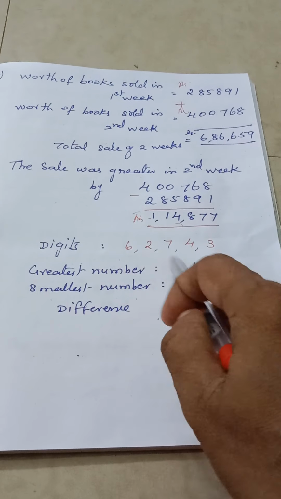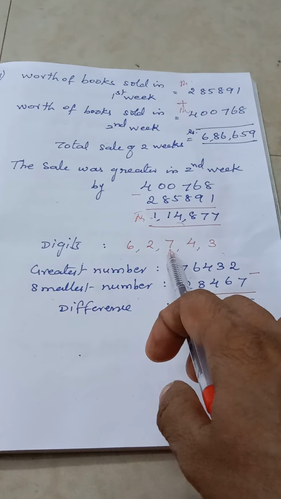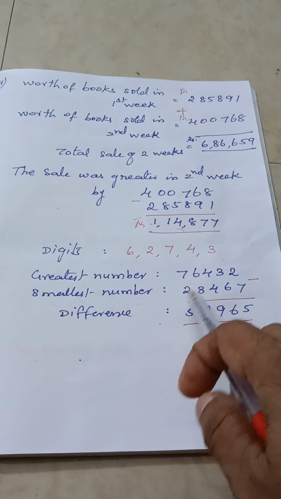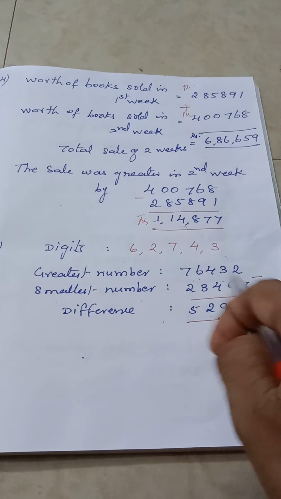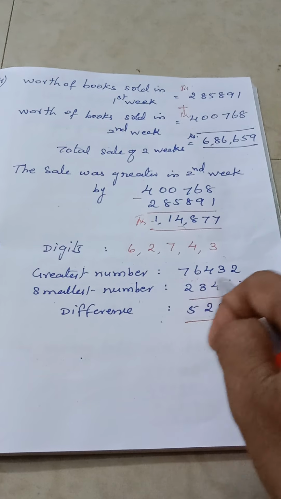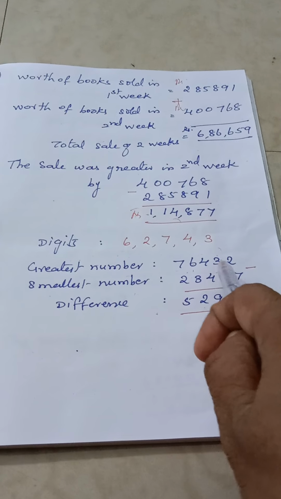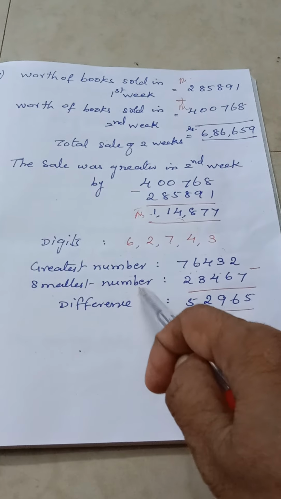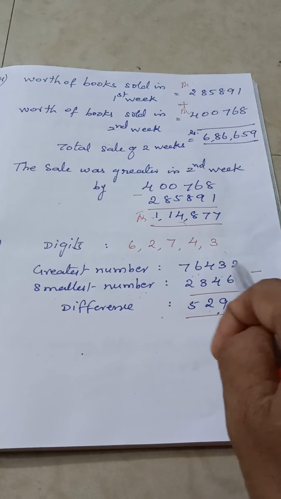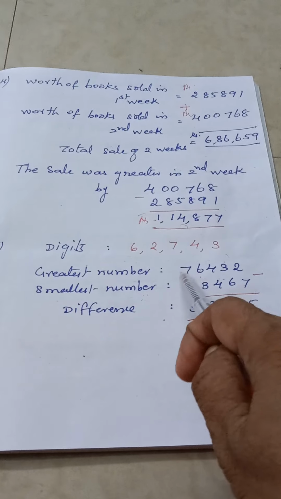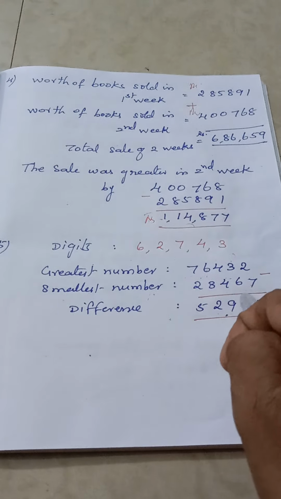So which is the greatest digit? 7. So we write 7 first. Next greatest is 6, so we write 6 second. Then 4, 3, 2. So the greatest number formed using these digits is 76,432. And what will be the smallest number? If you write the digits in reverse order, 2, 3, 4, 6, 7, we get the smallest number.